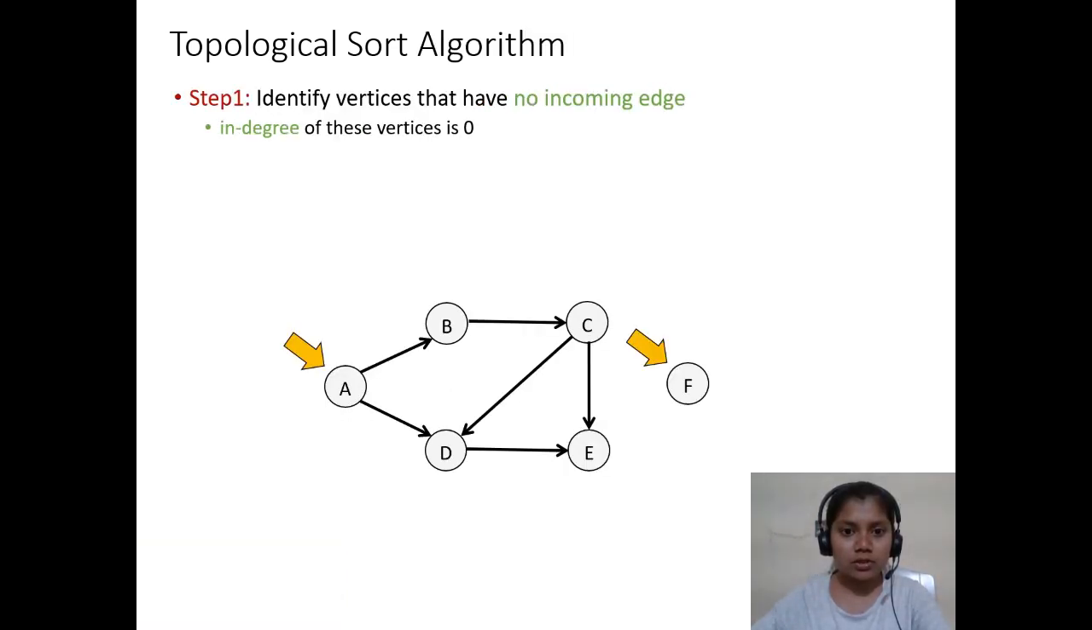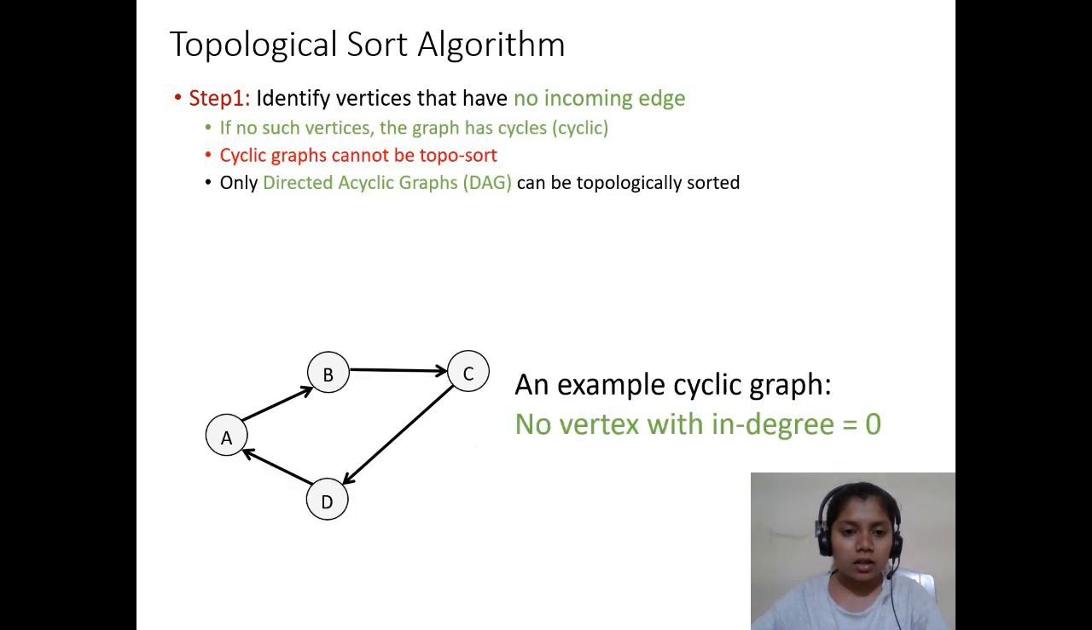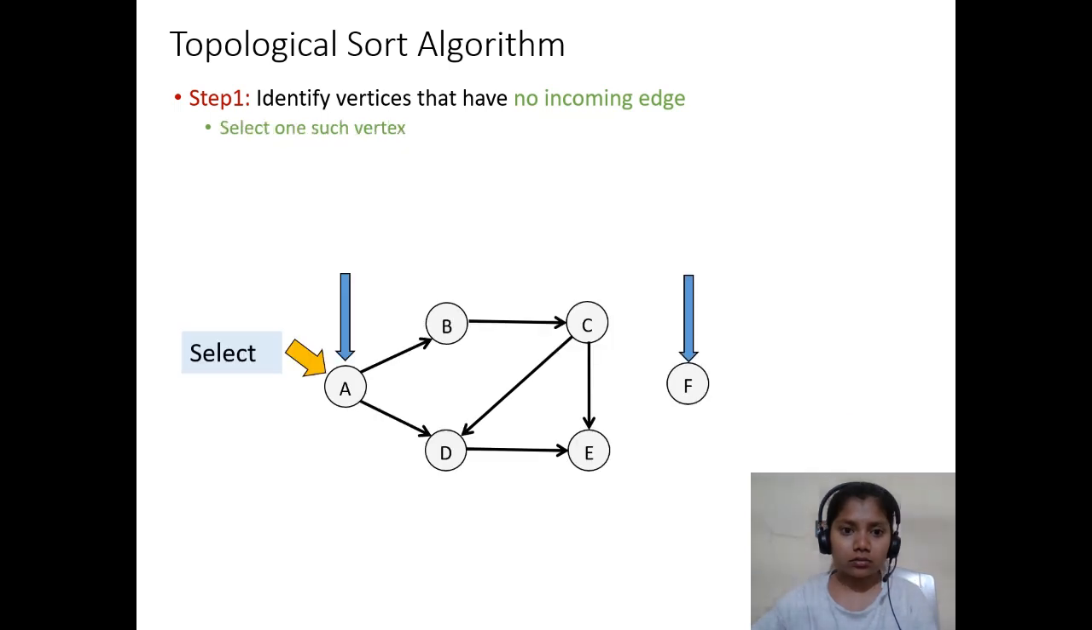Next is the topological sort algorithm. We'll see step by step how to sort the given graph. First we have to identify the vertices that have no incoming edges, that is, in-degree 0. Next, we have to identify whether the graph is cyclic or not. If it is a cyclic graph, then we can't do topological sorting. So after identifying the vertices that have in-degree 0, we have to select one from them.